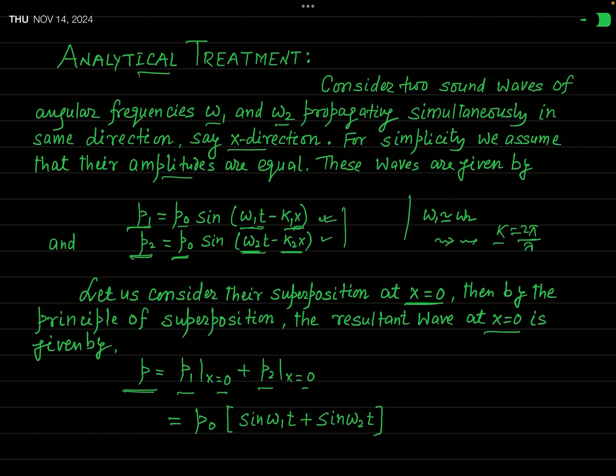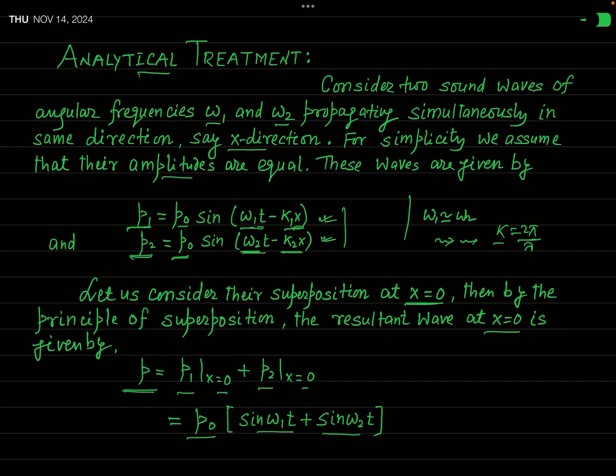You can see these two equations. If you take x equal to 0, P1 will be P naught sine omega 1t and P2 will be P naught sine omega 2t. So after summing, you can take P naught as a common factor, and this will be P naught times sine omega 1t plus sine omega 2t. Here, these equations also represent the two sound waves, but at x equal to 0.